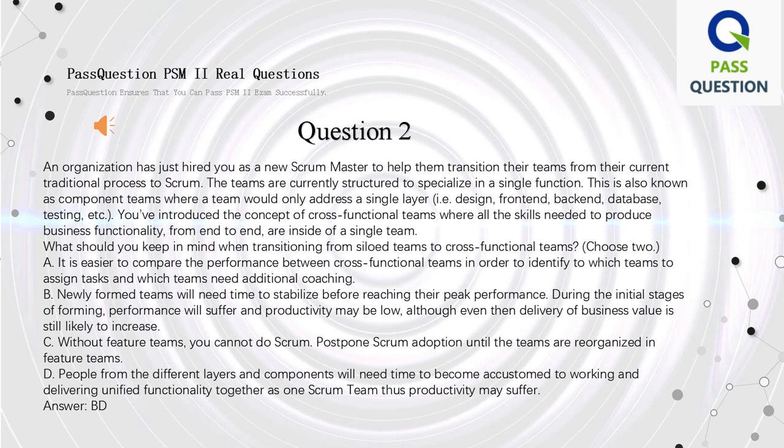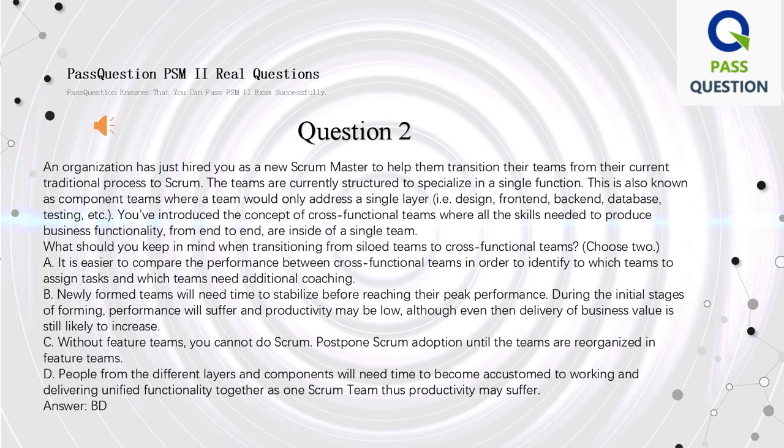B. Newly formed teams will need time to stabilize before reaching their peak performance. During the initial stages of forming, performance will suffer and productivity may be low, although even then delivery of business value is still likely to increase. C. Without feature teams, you cannot do Scrum. Postpone Scrum adoption until the teams are reorganized in feature teams.